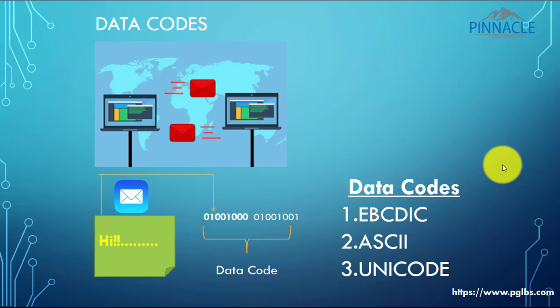So all of you must have had email IDs. You have sent and received emails. Suppose you have a Gmail ID and you are sending and receiving Gmail. Now I am sending an email from one system to another system.